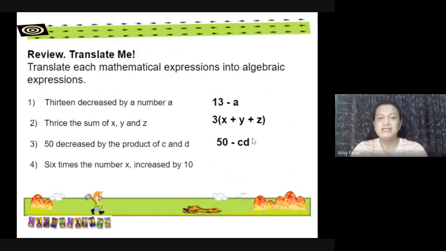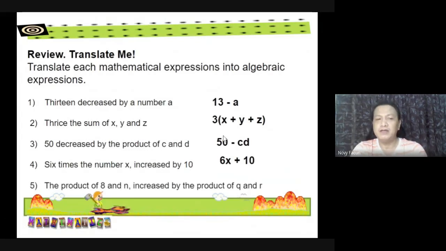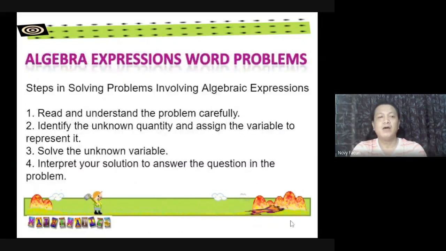And for number 4, 6 times the number x increased by 10. So that is 6x plus 10 because the word times, automatic, that is multiplication. And the word increase, that is addition. And for number 5, the product of 8 and n increased by the product of q and r. So to represent that, we have 8n plus qr, meaning to say the product, that is multiplication, and increase, that is addition.